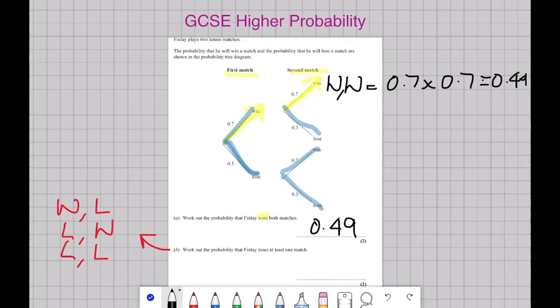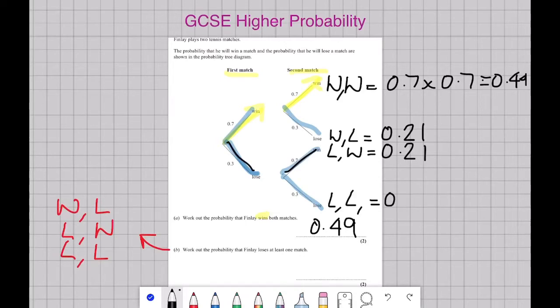Okay, so I could do that. Win and then lose is 0.7 times 0.3, which is 0.21. Lose and then win, 0.3 times 0.7, so 0.21. Lose and then lose, 0.3 times 0.3, which is 0.09. Now, when I add those three together, I get 0.51.